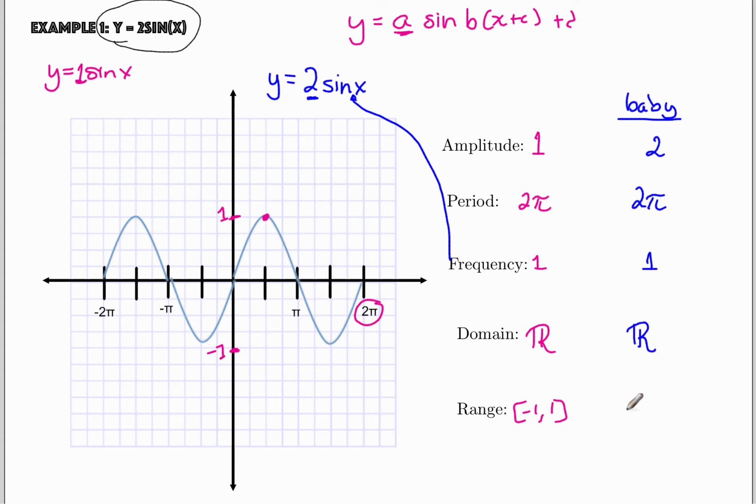Its domain is all reals, but its range, because its amplitude is different, is from -2 to 2. So if I were to graph baby, baby looks just like mama, but it's taller because it says I'm doubling mama. So instead of going to 1, I'm going up to 2. And instead of going to -1, I'm going down to -2. Everything else, well, if I double 0, it's 0.